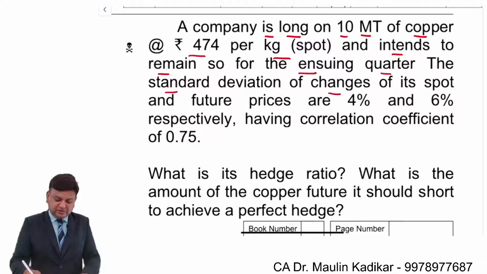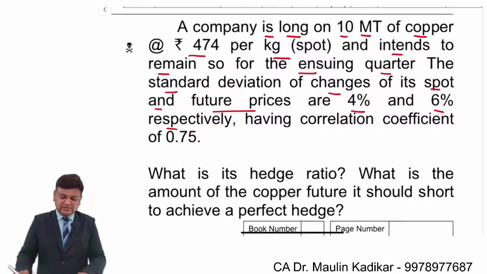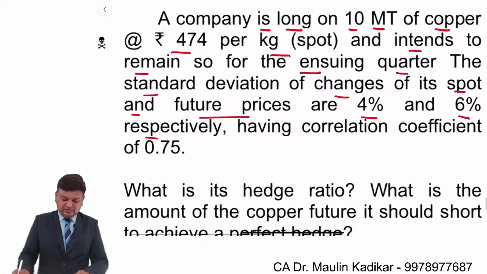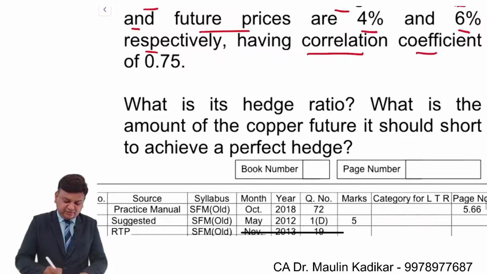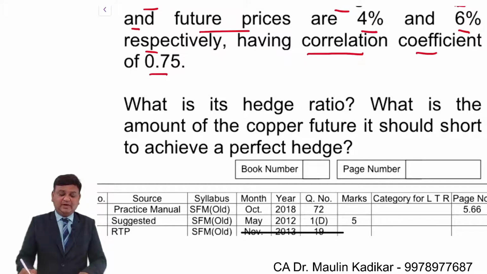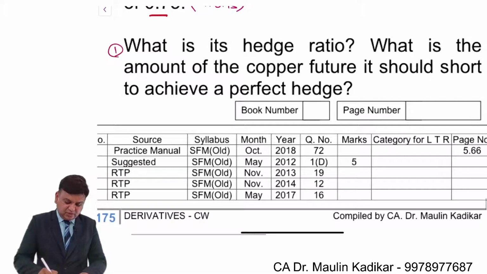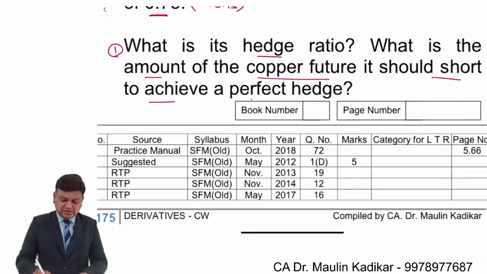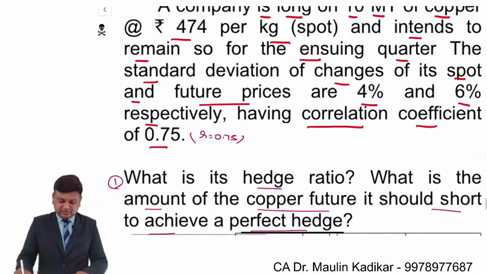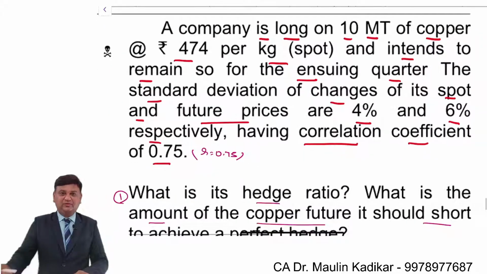The standard deviation of the changes in its spot and the futures prices are 4% and 6% respectively. So standard deviation is given to us, it is 4% and 6% respectively, having correlation coefficient of 0.75. So value of the R is provided to us as 0.75. The first question is, what is the hedge ratio? Second question is, what is the amount of the copper futures it should short to achieve a perfect hedge? That is the question. Please go through the question, all of you.